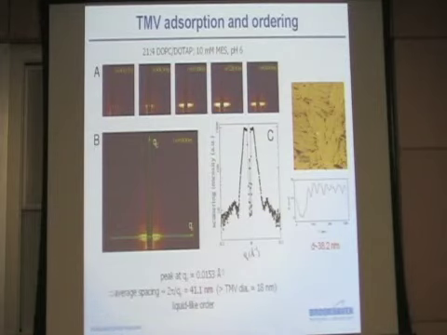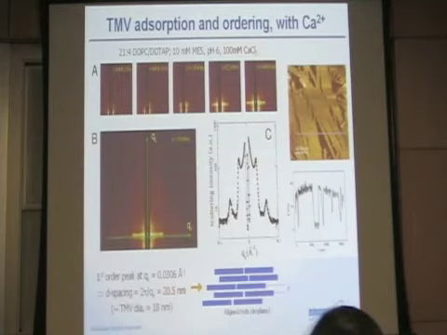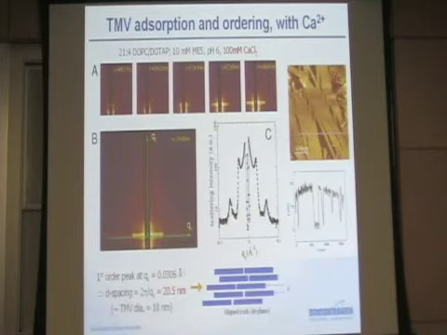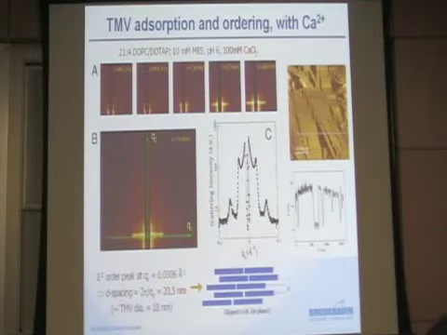So how do we make these arrays more ordered? We inject the calcium into the buffer, and everything else is kept constant. So we see the scattering peak, and we can see the second order peaks too. After calculating the order positions, we can see the average spacing is about 20 nanometers, close to the diameter of the TMV rods.